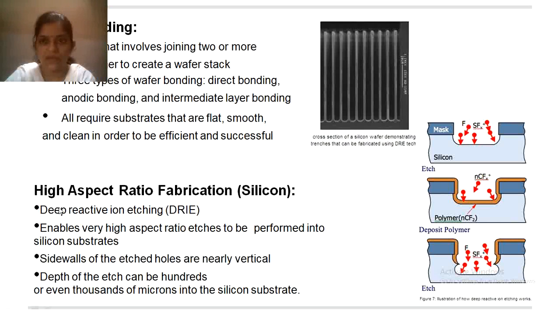Here, for high aspect ratio fabrication, silicon is used. Deep reactive ion etching is used. It enables very high aspect ratio etches to be performed into a silicon substrate. The side walls of the etched holes are nearly vertical. The depth of the etch can be hundreds or even thousands of microns into the silicon substrate. Here silicon and deposited polymers are shown, and the deep reactive ion etching process is shown here.